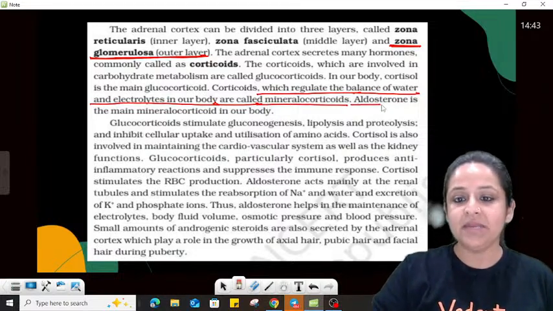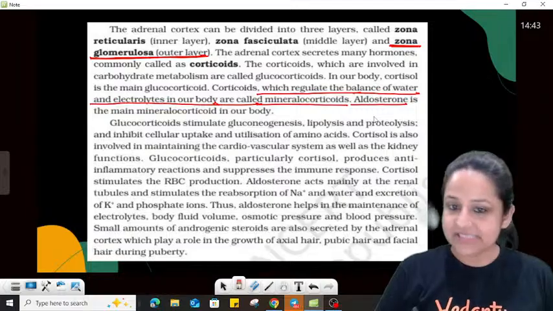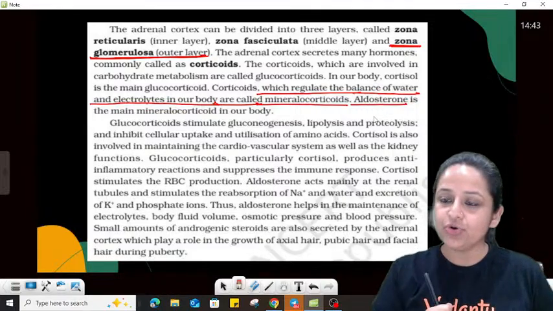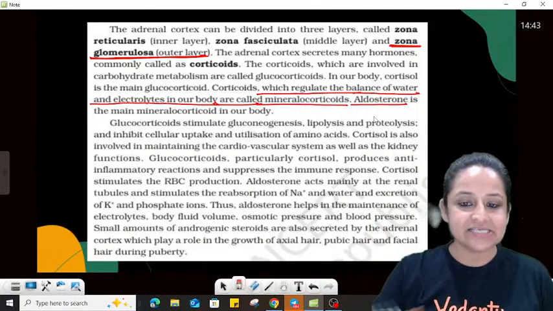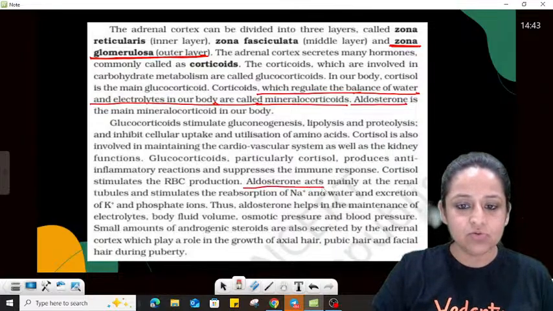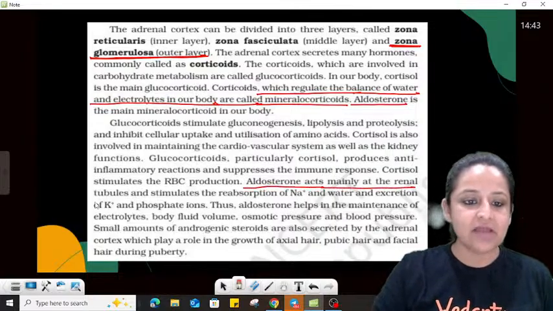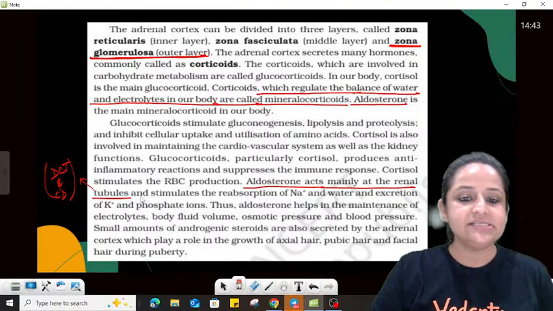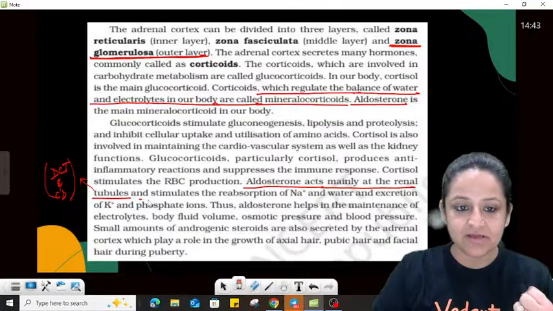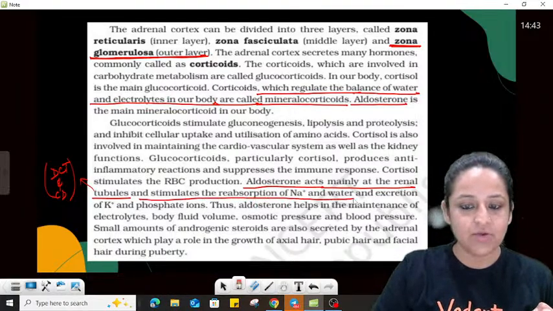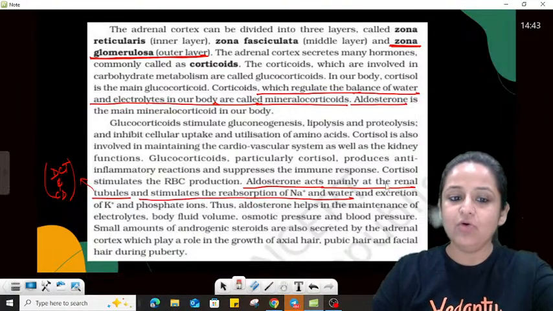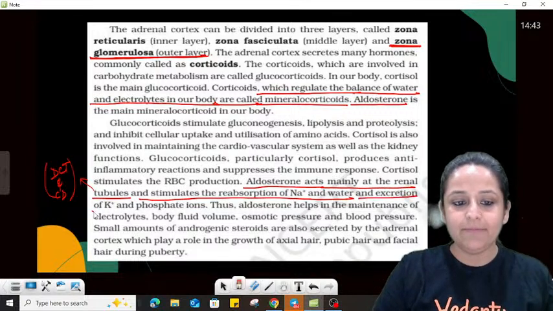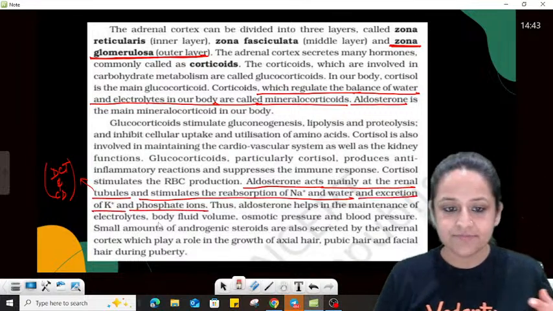Aldosterone is the main mineralocorticoid. You all know what aldosterone is going to do? Aldosterone acts at the renal tubules, the DCT, distal convoluted tubule, and the collecting duct. It tells them to reabsorb sodium ions and water, and give out potassium ions and phosphate ions.